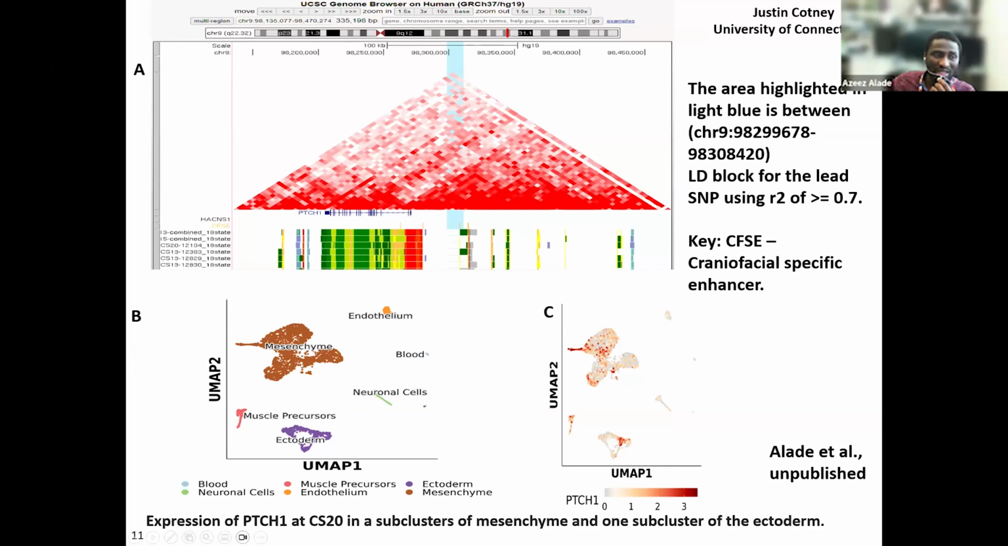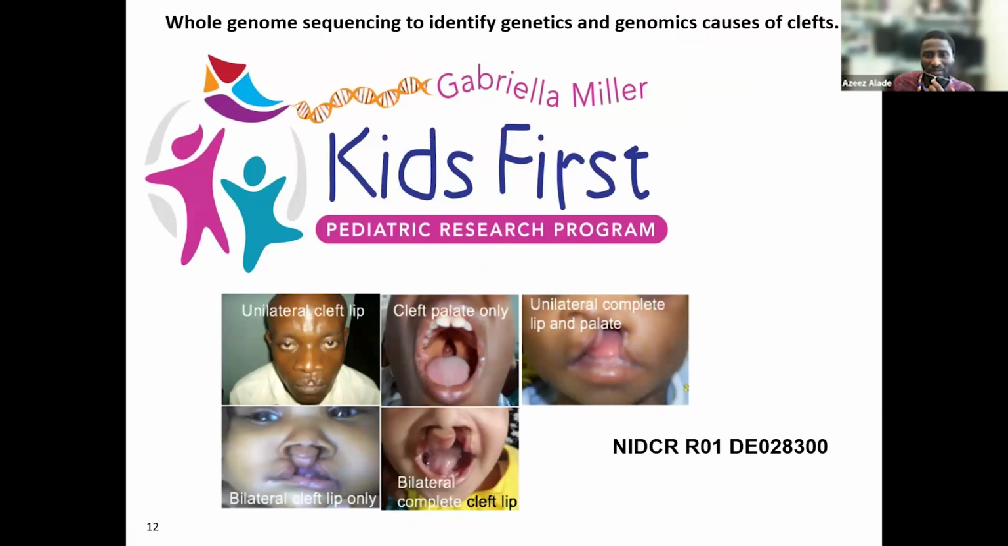And lastly, the next question we ask is: is this gene even important in craniofacial development? So I'm showing you here single-cell RNA-seq data, which shows that during the formation of the human face, this PASH1 gene is expressed in mesenchyme as well as ectodermal cells. These are works that we are currently working on, and we should be publishing it this year. So this is the era of GWAS.